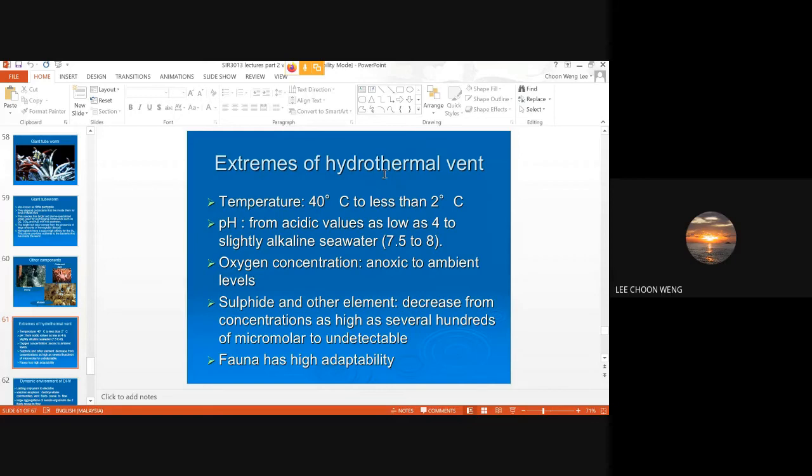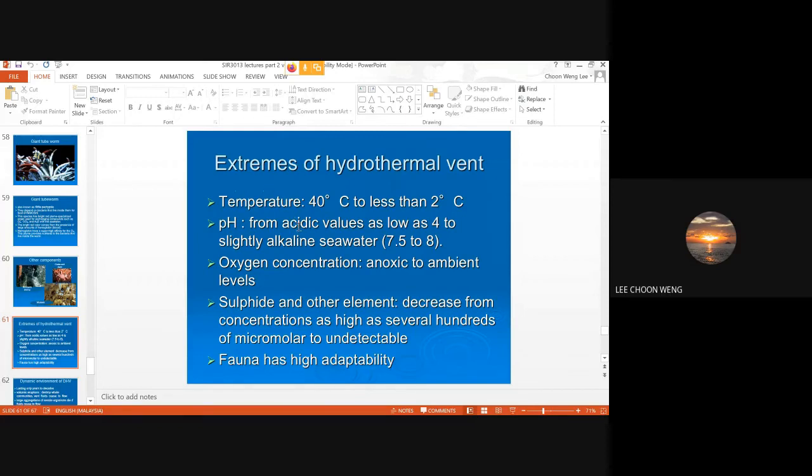So the extremes of hydrothermal vents can include temperatures less than 2 degrees Celsius to 40 degrees Celsius to even 150 degrees Celsius. It depends on how near you are to the source of the heat. Okay, so you know that at 2 degrees Celsius, most of the organisms do not survive, or they are in suspended animation, like they don't really thrive in these kinds of conditions. So the range here is very extreme. So organisms have to be able to adapt.